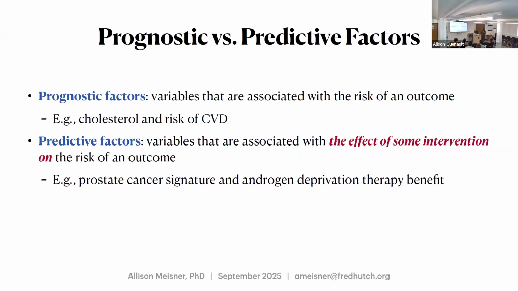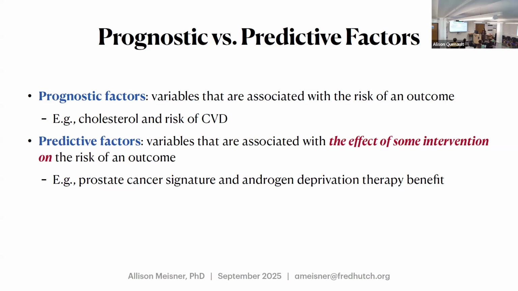So just very quickly, I think we're all familiar with prognostic factors, but I really wanted to draw a careful distinction. Prognostic factors are things that are associated with the risk of an outcome, like cholesterol and risk of cardiovascular disease. Predictive factors are quite different. They're variables that are associated with the effect of some intervention on the risk of an outcome, right? So they're tied to an intervention.